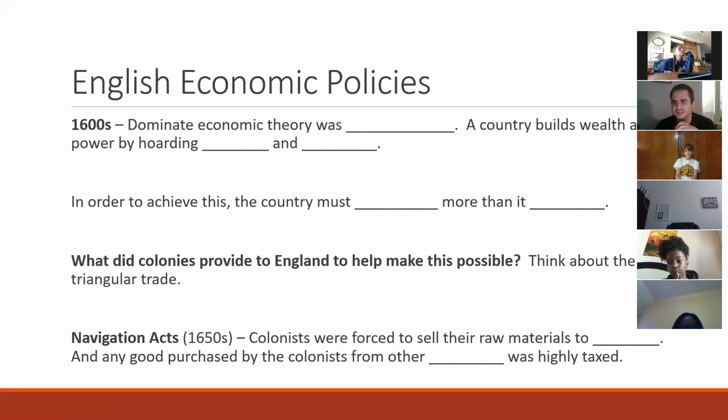So England's kind of jealous of what they saw as their partner, the colonies. They only wanted the English colonies to trade with England, not with any other country. So in the 1650s, England passed the Navigation Acts. Under the Navigation Acts, the colonists had no choice but to sell their goods to England.